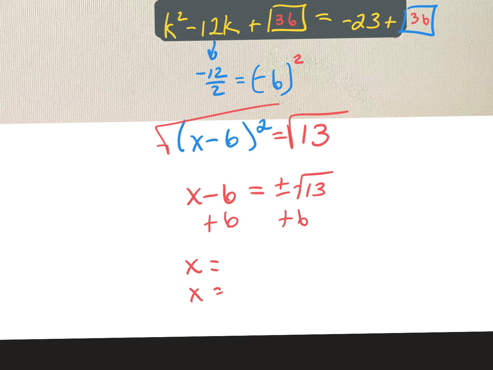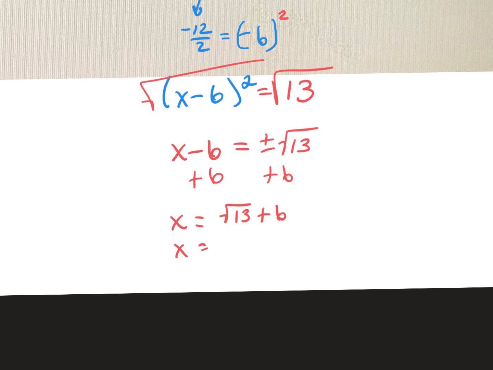One x value is going to be the square root of 13 plus 6. You can write it the other way if you want. Or the other x value would be negative square root of 13 plus 6. Those are my two intercepts. Those are my two solutions. That's where my graph crosses the x-axis twice. You can write, if you want to, 6 plus the square root of 13 or 6 minus the square root of 13. Those are both acceptable answers, however you would like to write it.